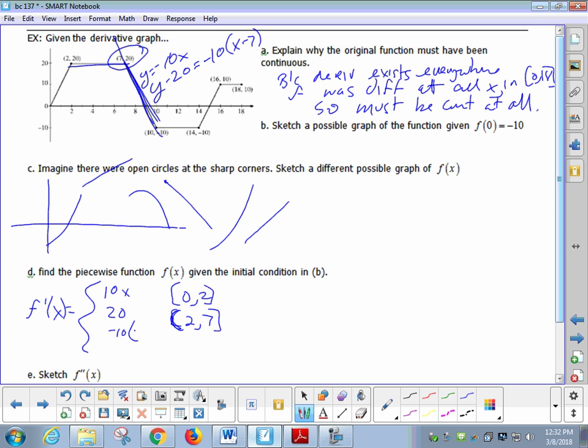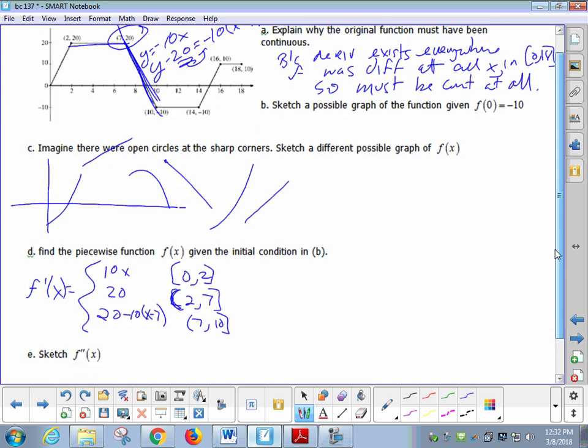Now obviously in a piecewise we can't leave that 20 over there, so I'm talking about a rearranged piecewise. Move the 20 over: 20 minus 10 times x minus 7. Are you tracking here, people? Okay? And that's from 7 to 10. Probably should have done fewer pieces.